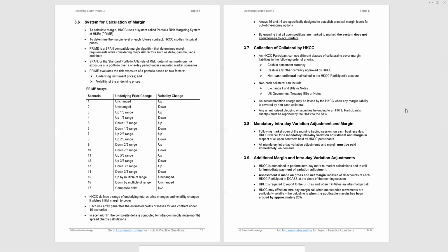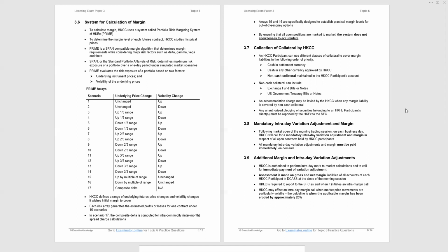Top of page 6.14, though, the second bullet point is vital because this often gets examined, and it reads, by ensuring that all open positions are marked to market, the system does not allow losses to accumulate. That's the point of all of this, is that you put a good faith deposit forward, they're marking to market each day, and if your position is losing money and you go below the maintenance margin level, you must go back to the initial margin level, and that ensures that losses do not accumulate. Please remember that, often examined.